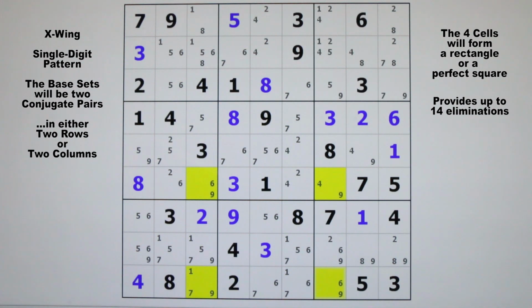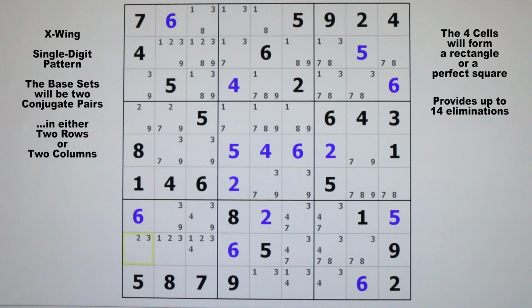So we can eliminate all the 9s out of the columns. So there's one there, there's one there, and there's one there. So this time there are only 3 eliminations. Sometimes there's only 1, sometimes there's none, but there can be up to 14. Okay, next one.